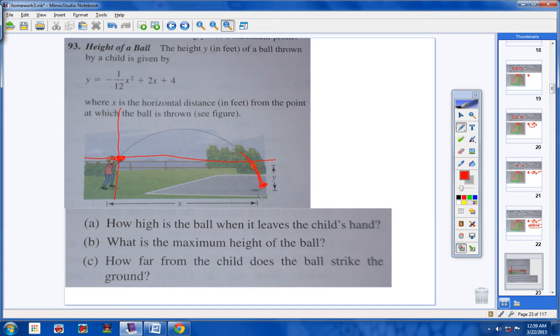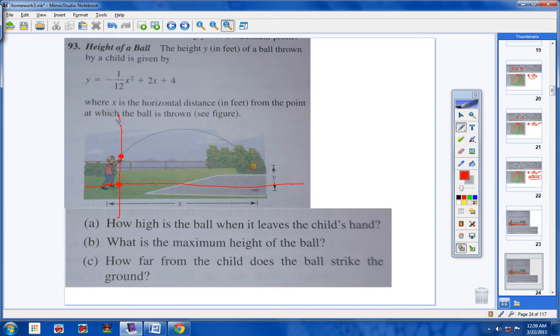Negative distance here, so I'd be really careful on doing that. I would set your graph up like this. I would say where the ground is your x-axis, okay? And then where the person standing is your y-axis, and they release the ball right here, okay? That's what I would do. So it looks like this, okay?